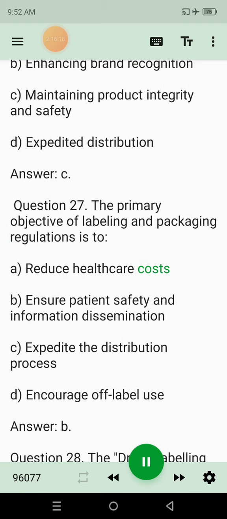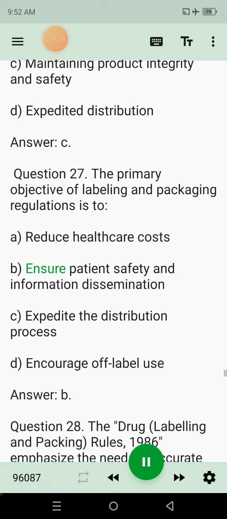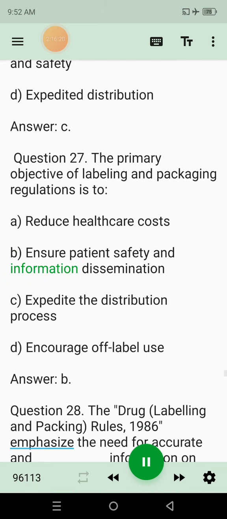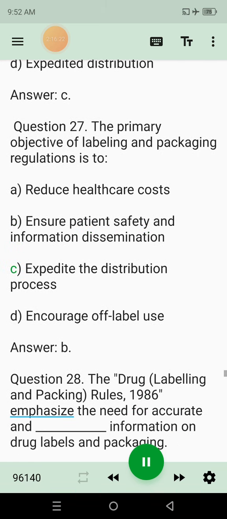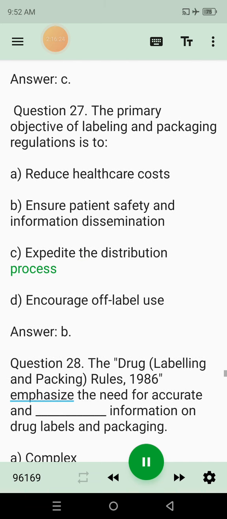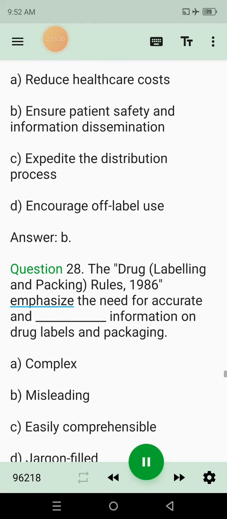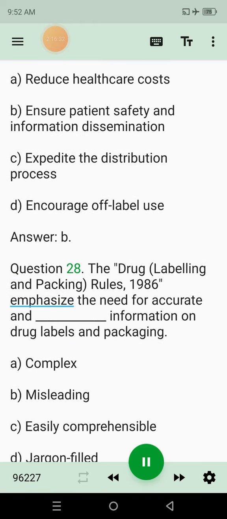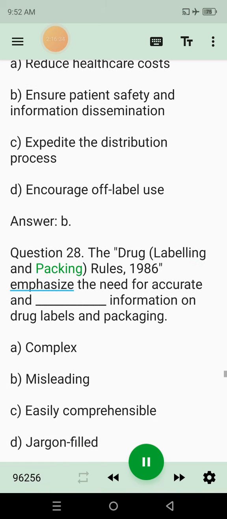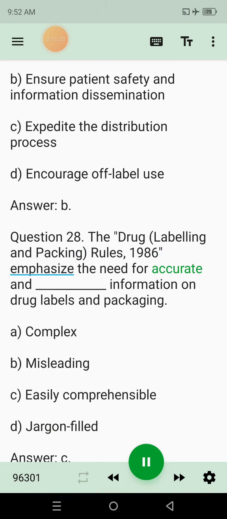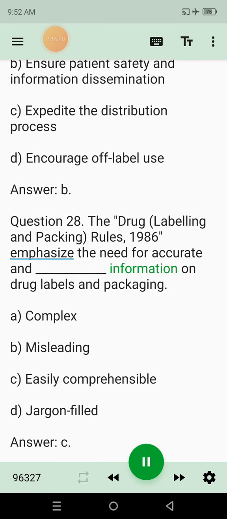Question 27. The primary objective of labeling and packaging regulations is to A. Reduce healthcare costs. B. Ensure patient safety and information dissemination. C. Expedite the distribution process. D. Encourage off-label use. Answer. B.